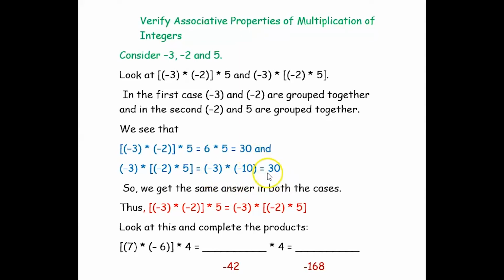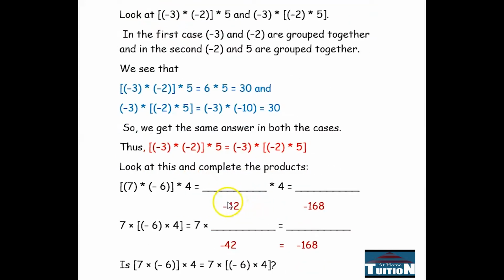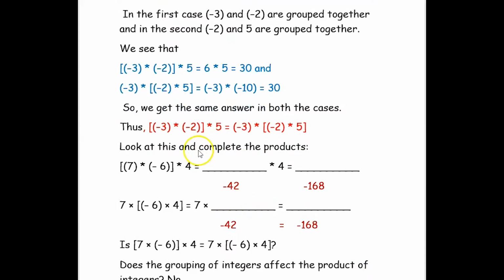So here both the numbers are 30. We get the same answer in both cases. So we can say (-3 × -2) × 5 is equal to -3 × (-2 × 5). Now let us do a few more examples. So look at this and complete the products.